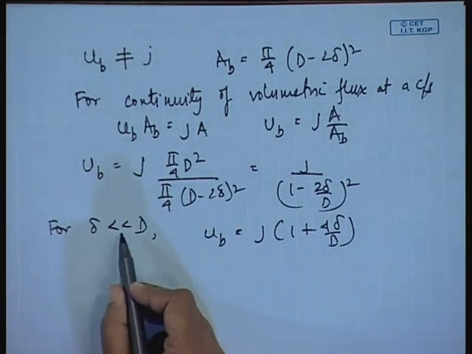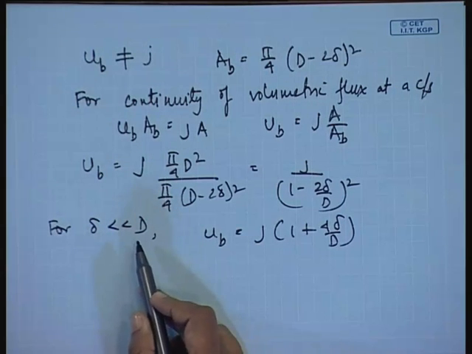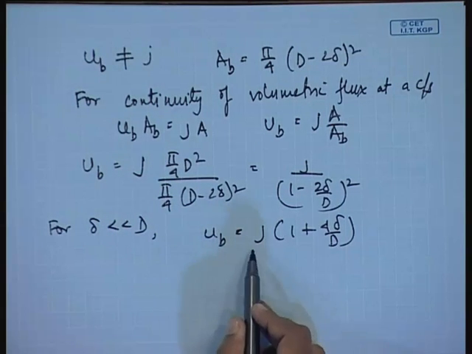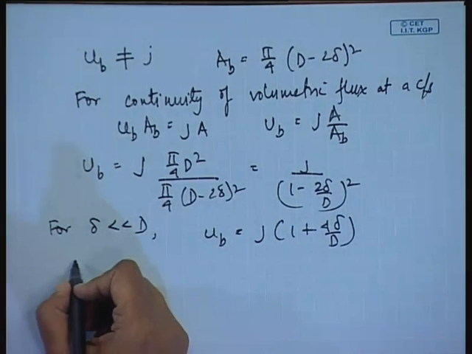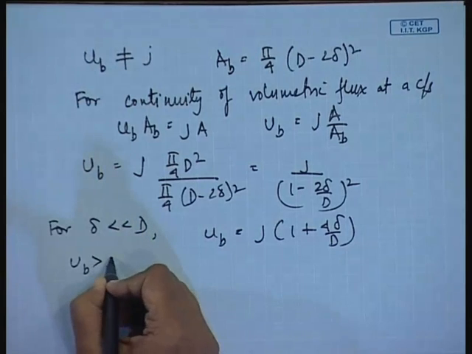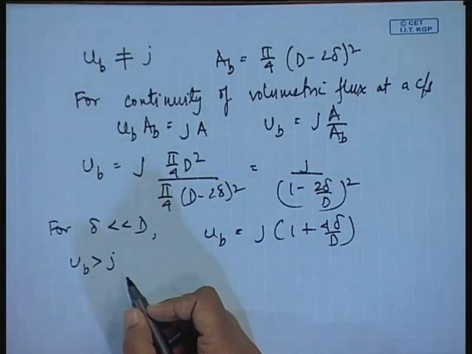Fine. So, for delta much less than the diameter of the tube, or rather the film thickness being negligible compared to the tube diameter, the bubble rise velocity can be expressed in this particular form. From here, what do we get? We get that UB is greater than J. From this expression, this automatically proves that the bubble has a velocity relative to the average volumetric flux, or relative to the liquid slug. Do you agree with me?